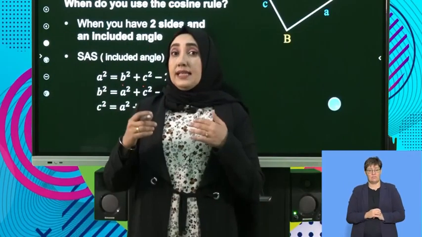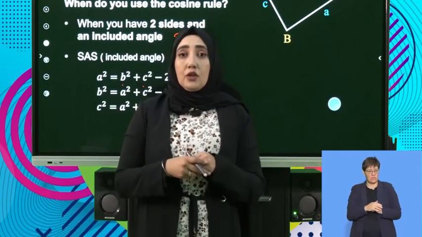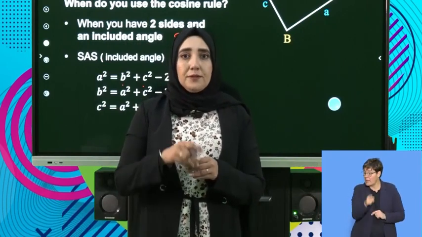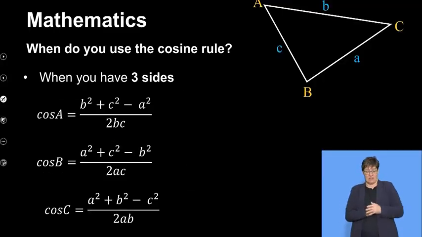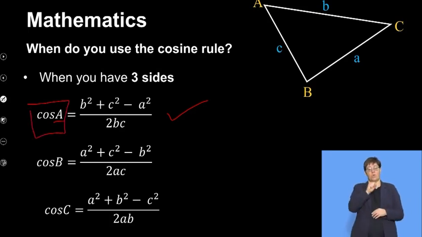So there was another situation when we used the cos rule. Can you remember what that was? Correct, when we were given three sides. So when we have three sides, then we can use one of these versions of the cos rule. If we want to find angle A, then we'd use this version of the cos rule. Basically we just use the original versions and manipulate them a little bit until we have cos A as the subject of the formula.